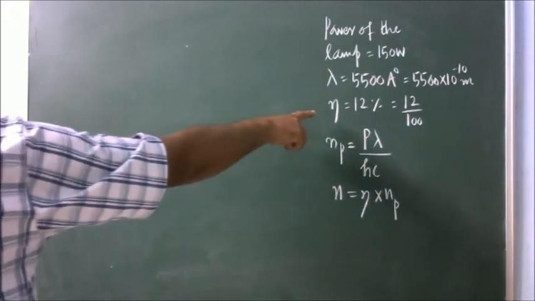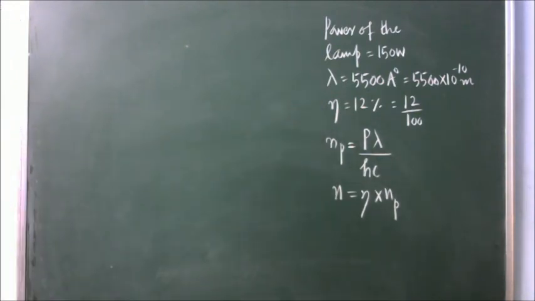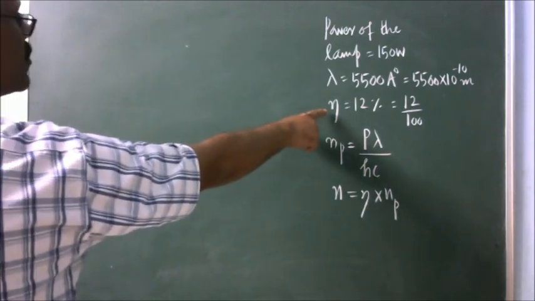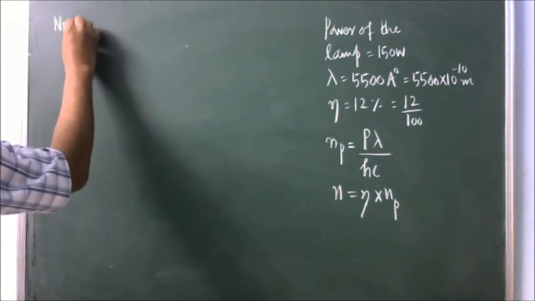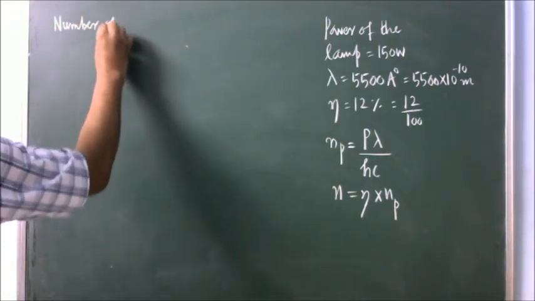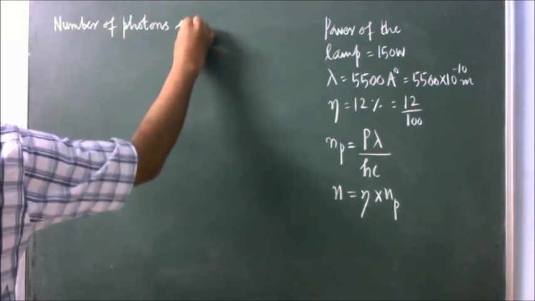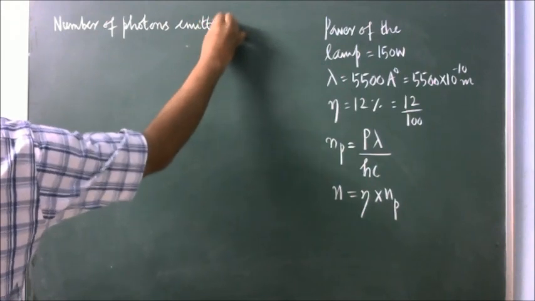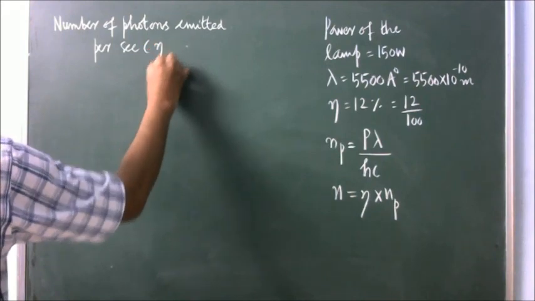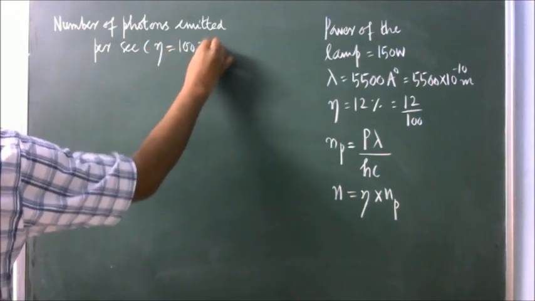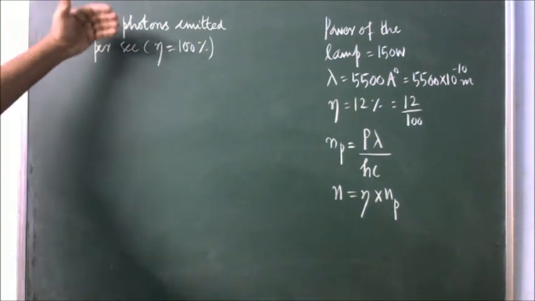The efficiency of the lamp is reduced to 12%. You are asked to calculate the number of photons emitted when the efficiency is reduced to 12%. First we will calculate the number of photons emitted per second when the efficiency is equal to 100%. Here we have to calculate the total number of photons emitted per second.